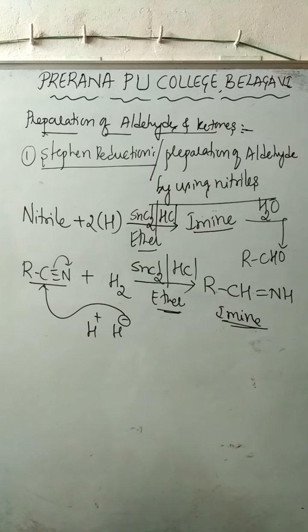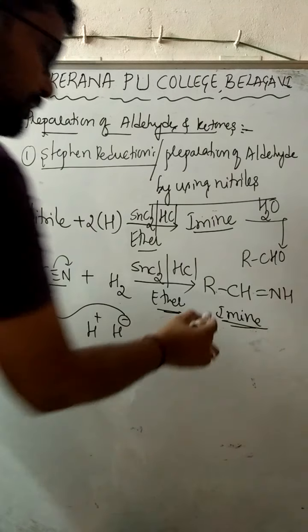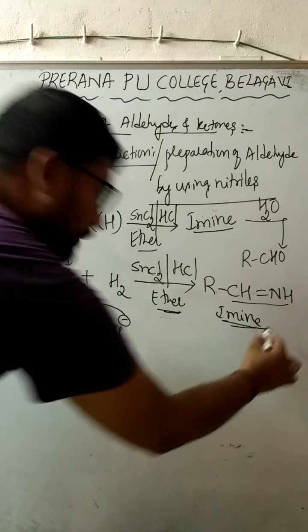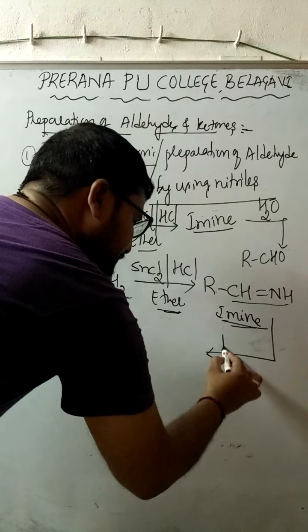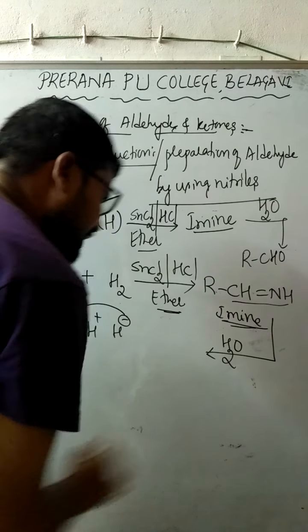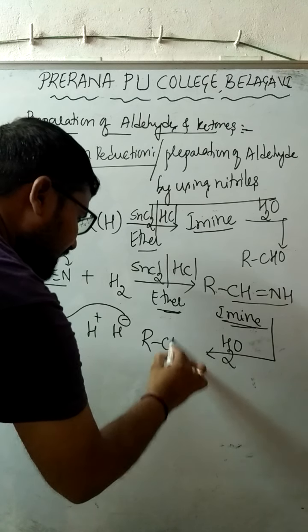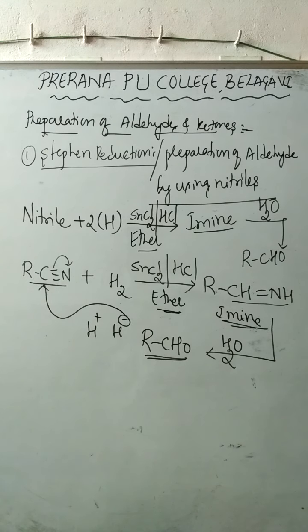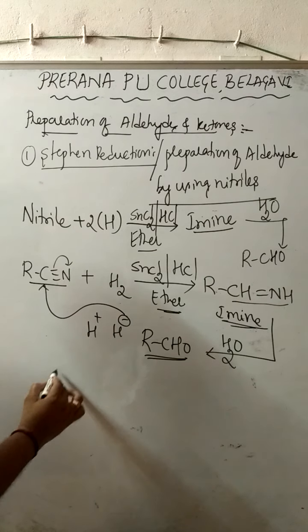Amine means NH2. Imine means a double bond NH group is called an imine. When this imine is subjected to hydrolysis, we are going to get aldehyde as the major product. This type of reduction is called Stephen reduction. Now a question comes, how is aldehyde obtained as the major product? So let us discuss this.